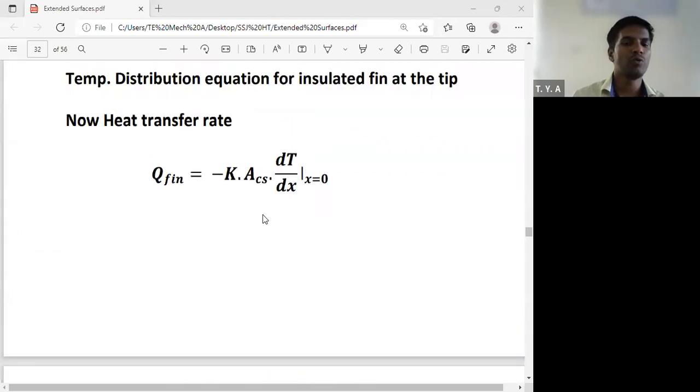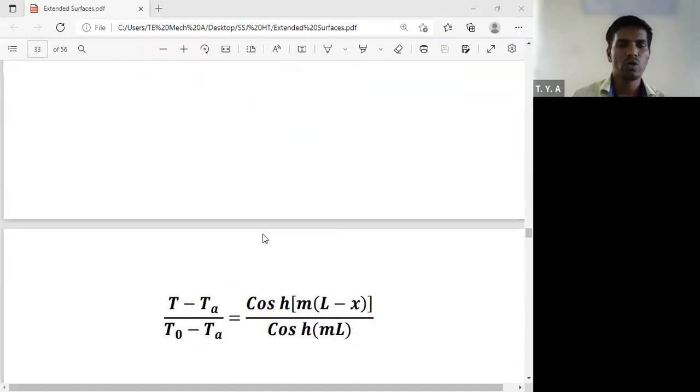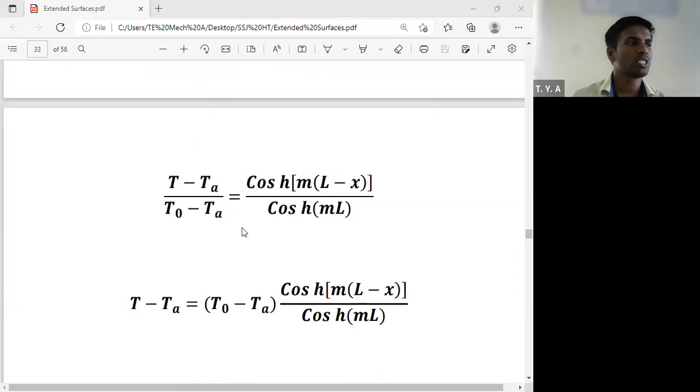The equation will be Q fin is equal to minus K into cross section area dt by dx at x is equal to 0. So what is our temperature distribution equation for the insulated tube? All of you write down that equation, and by using that equation we have to calculate the value of dt by dx at x is equal to 0. Understand? Whatever temperature distribution equation we have got, by using this equation we have to calculate the value of dt by dx at x is equal to 0.